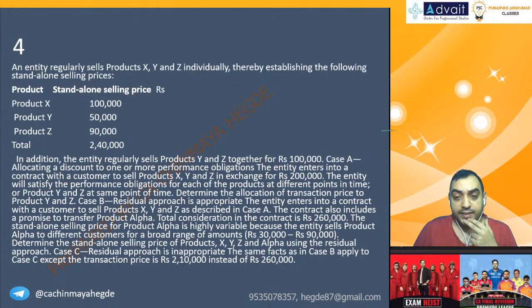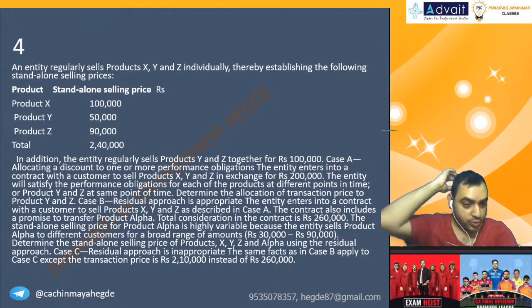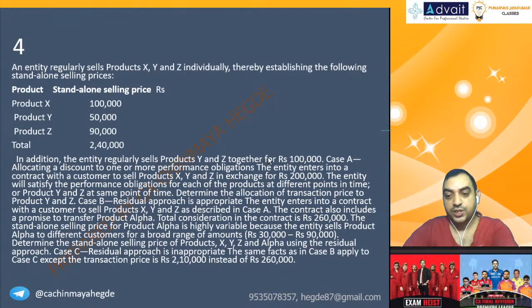Case B, the entity enters into a contract with a customer to sell X, Y, Z as described in the case. The contract also includes a promise to transfer product alpha. One more product is there. Total consideration is 2,60,000. The standalone selling price of product alpha is highly variable, we don't know the number, because the entity sells the product in a different range, 30,000 to 90,000. Determine the standalone selling price of products X, Y, Z and alpha using the residual approach. Case C, same facts apply except the transaction price is 2,10,000 instead of 2,60,000.